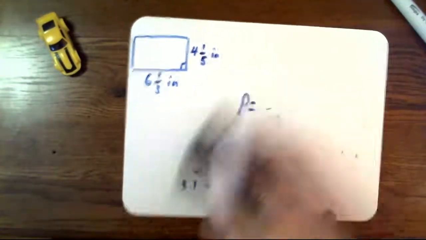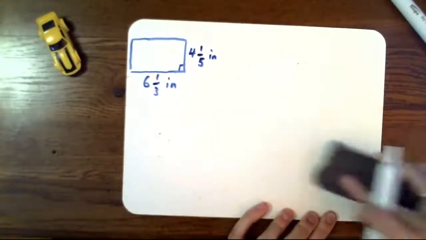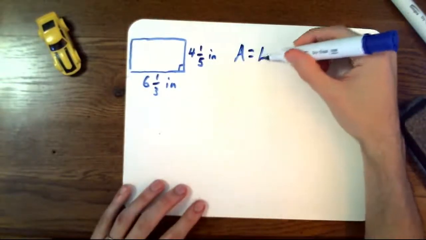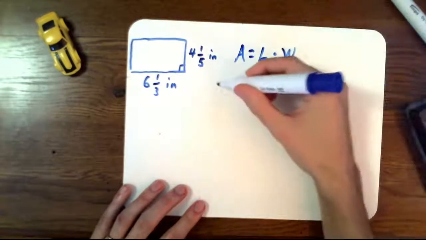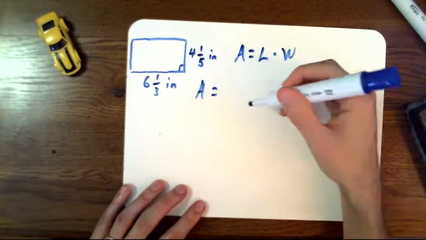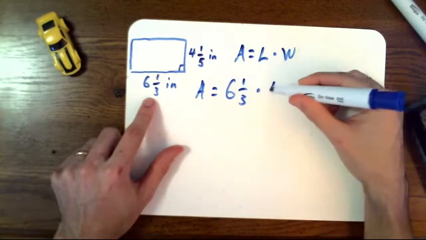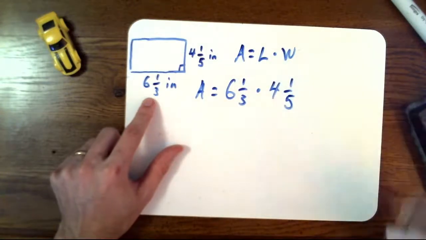Now for area, we have to multiply these two. The area of a rectangle is length times the width. So let's consider this the length. 6 1/3 times 4 1/5.